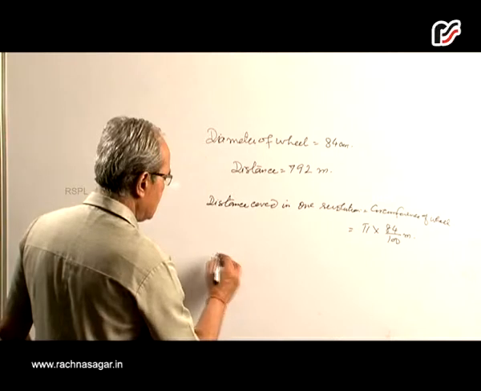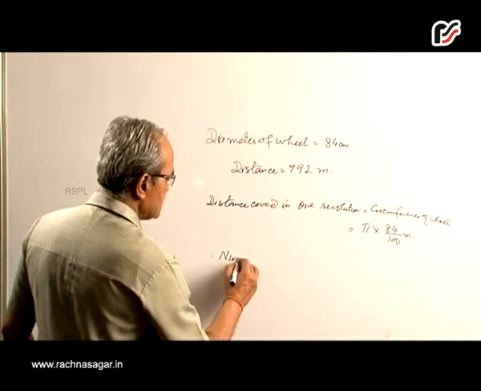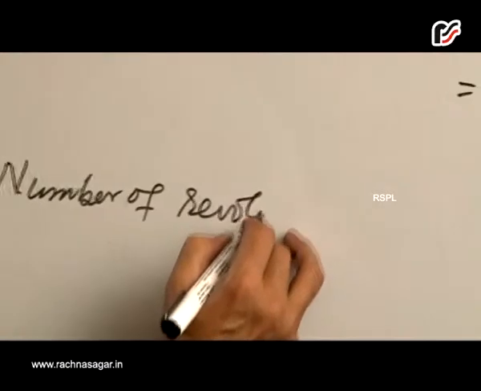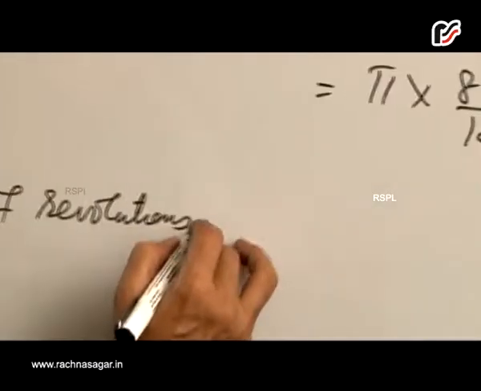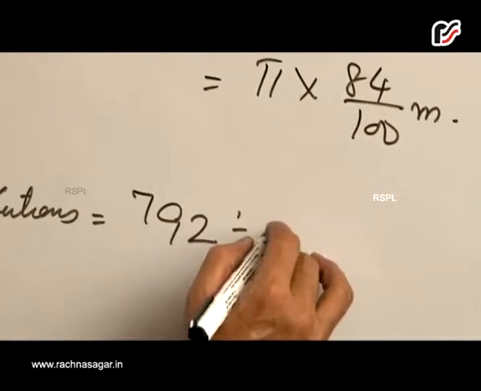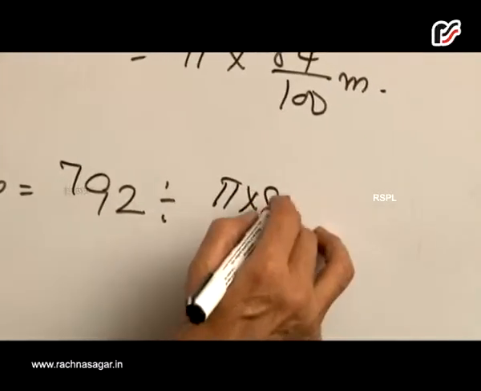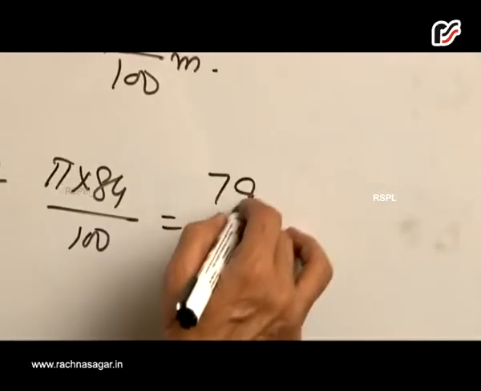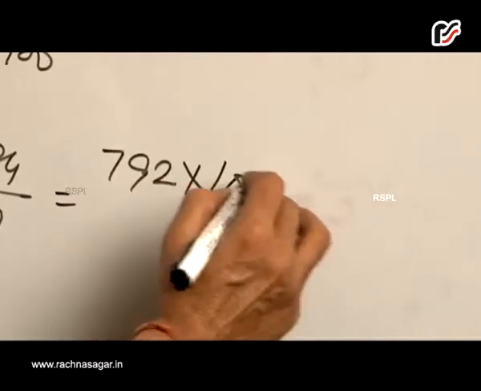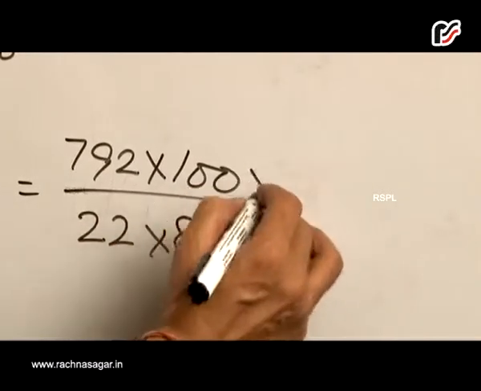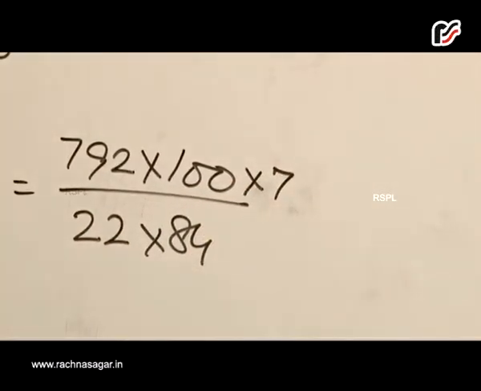Therefore, number of revolutions will be 792 divided by pi into 84 by 100. This is equal to 792 into 100 upon 22 into 84 and into 7.